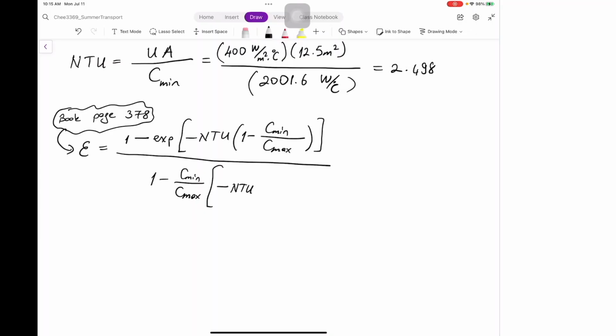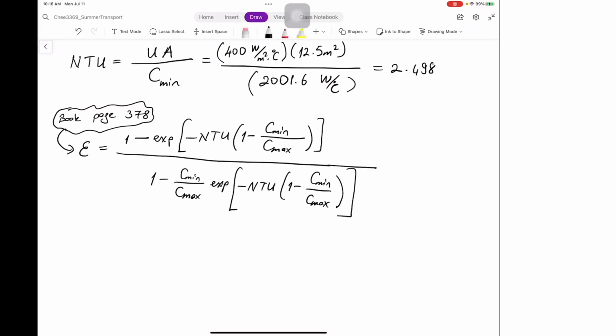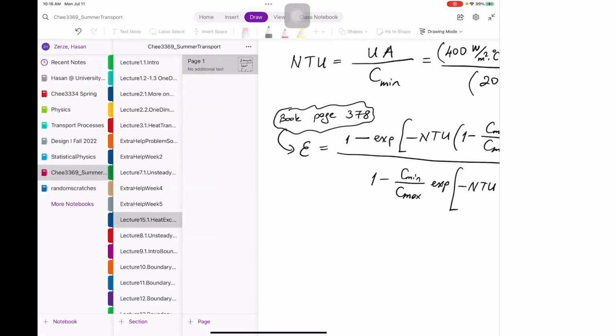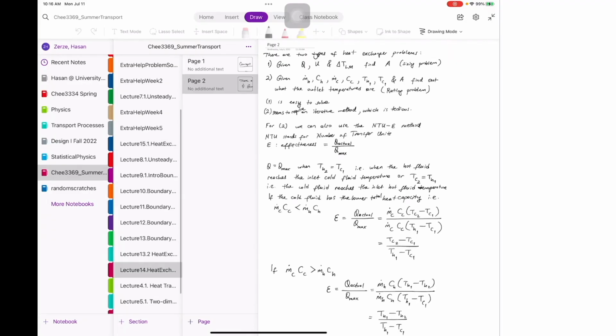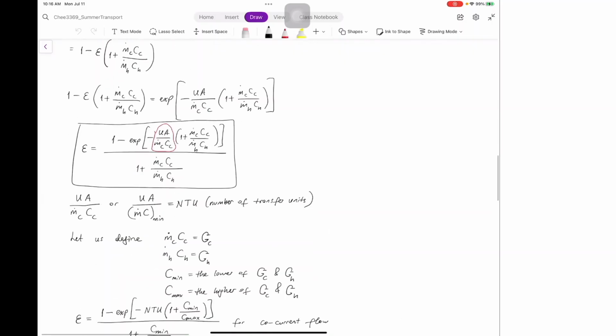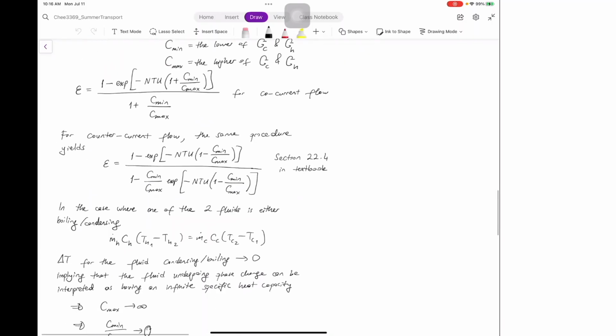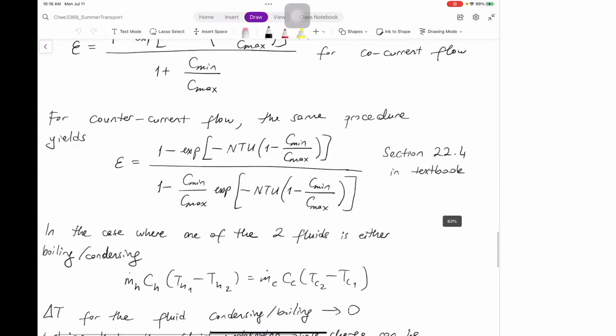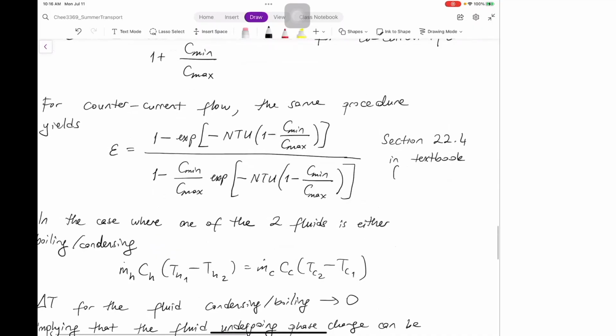I'm sorry. Yeah, that's exponential. Exponential minus number of transfer units, 1 minus C min over C max. Yeah, let's check. Yes, this should be correct. Let's check our notes as well to make sure we are consistent. Yeah. So this one. $378. Okay, good. So that's the formula.